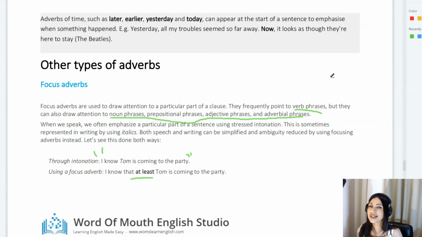So when using focus adverbs, intonation matters. Okay, it's represented by using italics. Okay, when we talk about stress, we represent stress in terms of italics when we're writing.